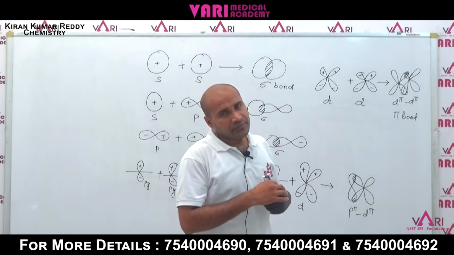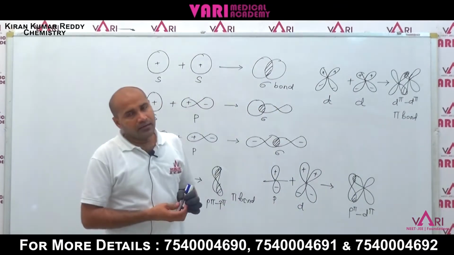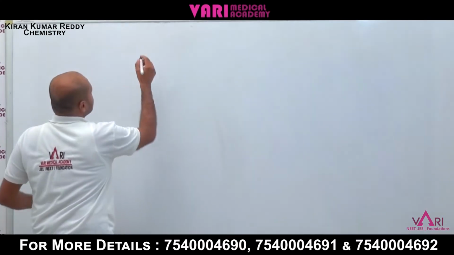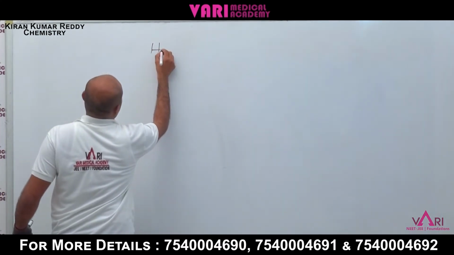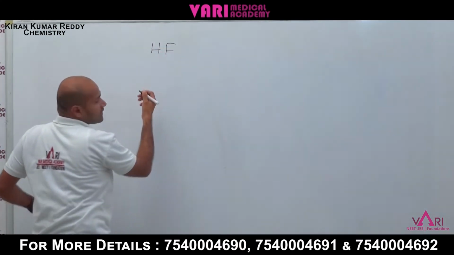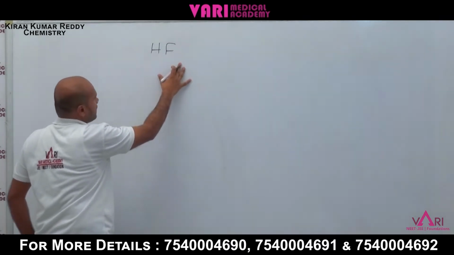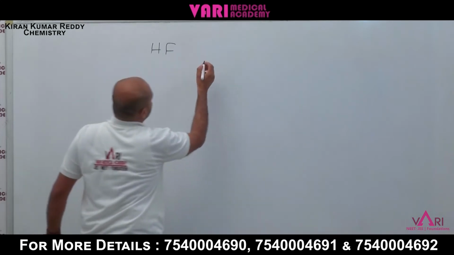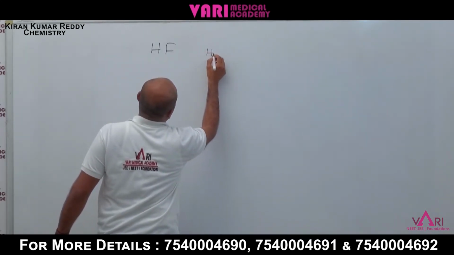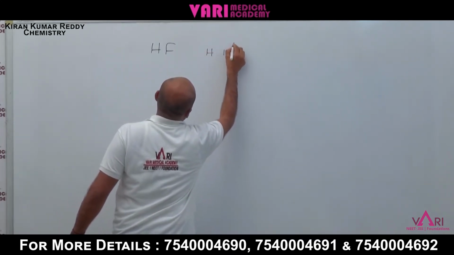Next, we can take the examples. First one is HF. I am taking HF. In this HF, hydrogen and fluorine, the bond is a sigma bond. That is, a sigma bond is present. Now I am writing the hydrogen electronic configuration, 1s1.